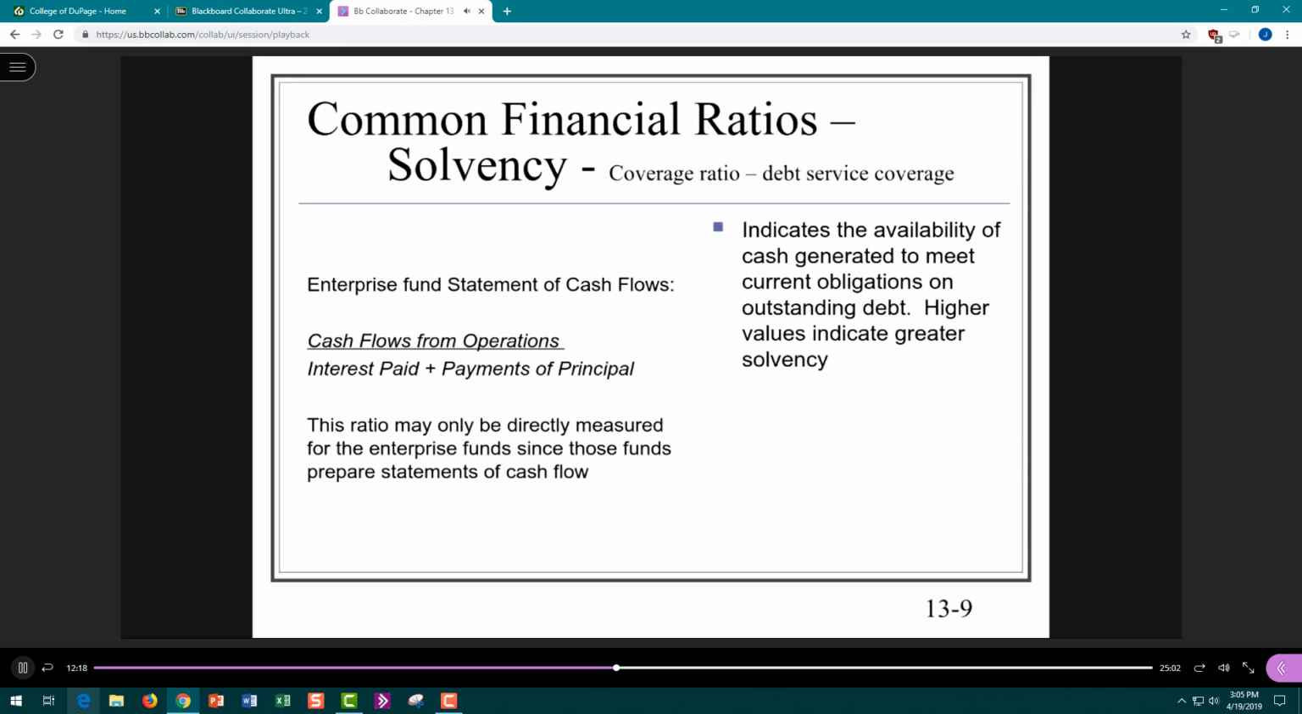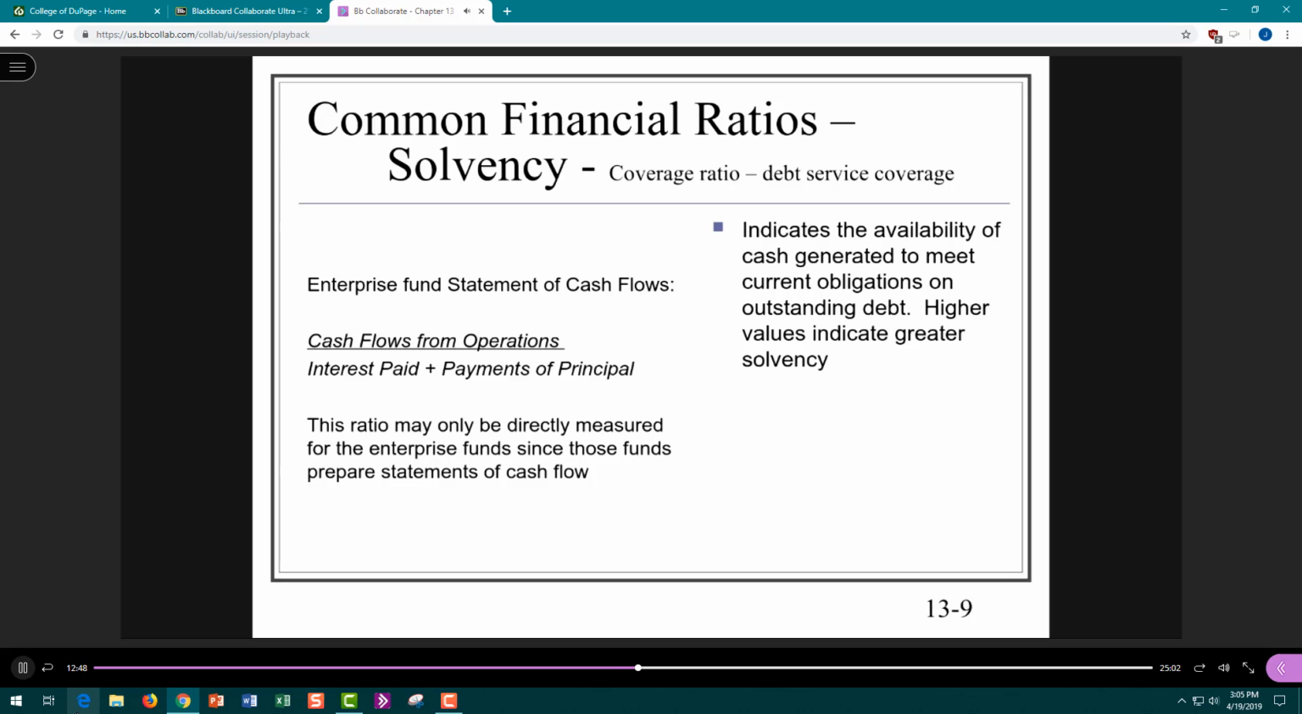Another solvency type of ratio is the debt coverage ratio. What we're doing here is trying to assess the extent to which operating cash is available to meet debt obligations. Now, what we're looking for here, this applies really most to enterprise type funds. That's a type of proprietary type fund for governments. And when you look at the items here, cash flows from operations, that's a financial statement subtotal from the statement of cash flows.